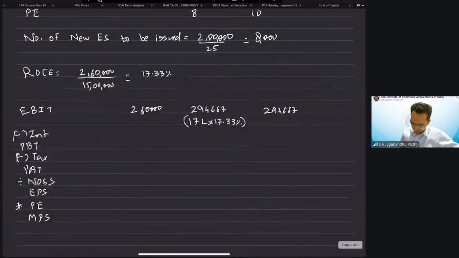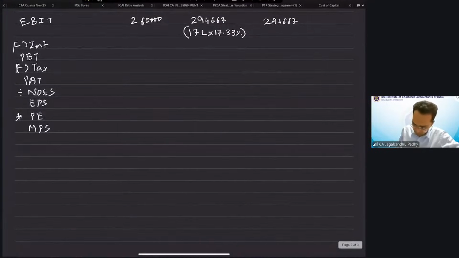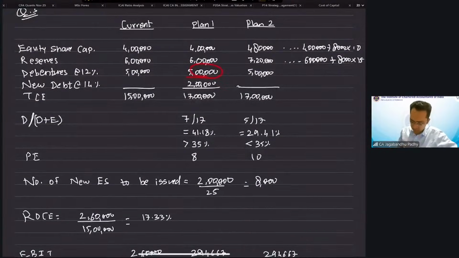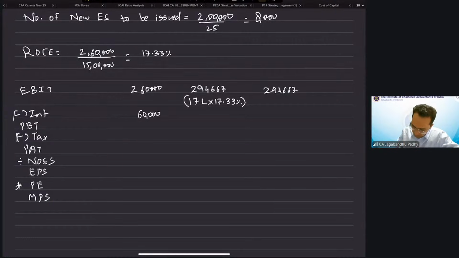So EBIT is 2 lakh 60. Interest in the first case is going to be 5 lakh into 12%, which is 60,000. In the second case, guys, interest will be this 60,000, which is 5 lakh into 12%, also 2 lakh into 14%. 2 lakh into 14% is 28,000, right? So 28,000 plus 60,000, that will be 88,000. And interest in the third plan is going to be 60,000 itself. So we get the profit before tax as 2 lakh.